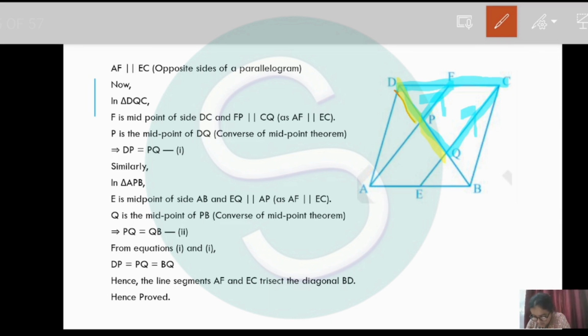PF is parallel to QC. So converse of midpoint theorem says that P is also a midpoint of DQ. This will prove that DP is equal to PQ.